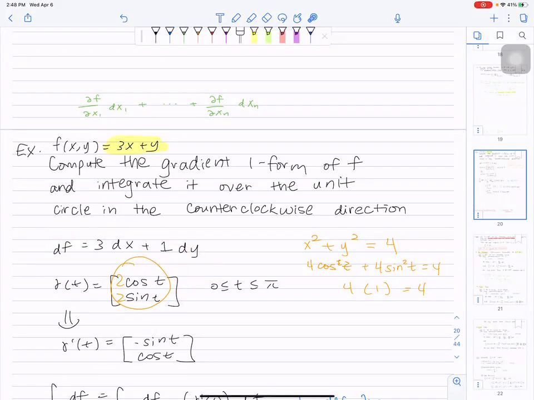Were we given the bounds of 0 to 5? No, we had to come up with it. But we know it's 0 to 2 pi because it's the whole unit circle. Integrate it over the entire unit circle. So no matter what, we start at 0 to 2 pi.